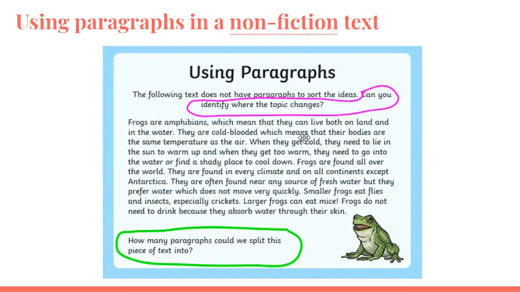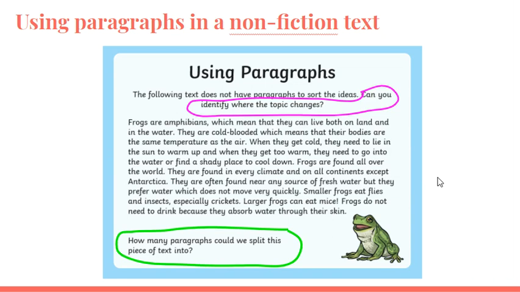So here's a big paragraph which actually could be broken down and split into smaller paragraphs. So what I like to do is I read it, think about where the topic changes and where there could be paragraphs in this. Frogs are amphibians, which mean that they can live both on land and in the water. They're cold-blooded, which means that their bodies are the same temperature as the air. When they get cold, they need to lie in the sun to warm up, and when they get too warm, they need to go into the water or find a shady place to cool down.